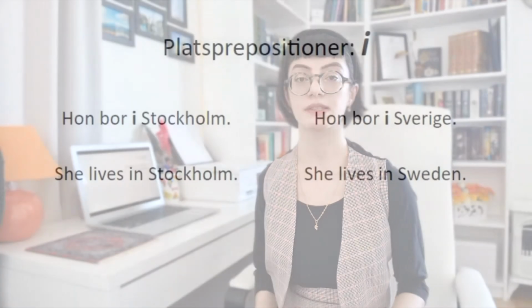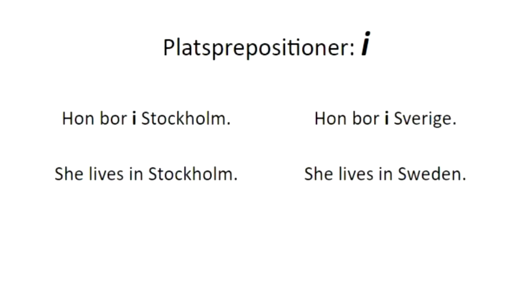In step 2, we cover the prepositions of place that we learned in modules 1 and 2 so that we can understand why certain prepositions were used in certain contexts. We start with the preposition "i" and we start by discussing examples. "I" is used for big places like villages, towns, cities, countries. For instance, "hon bor i Stockholm" or "hon bor i Sverige".